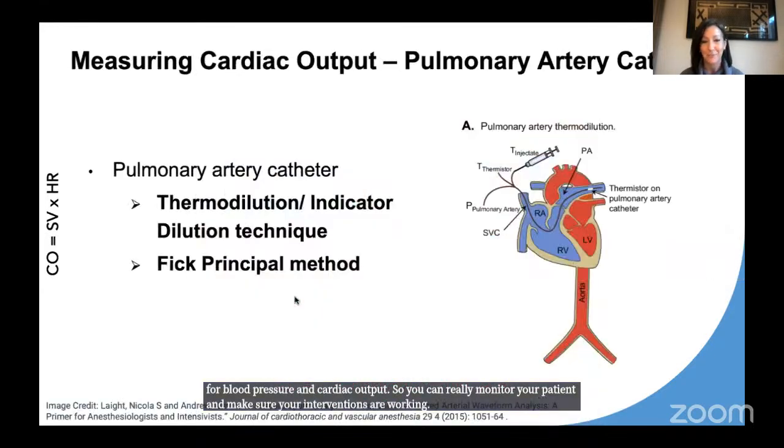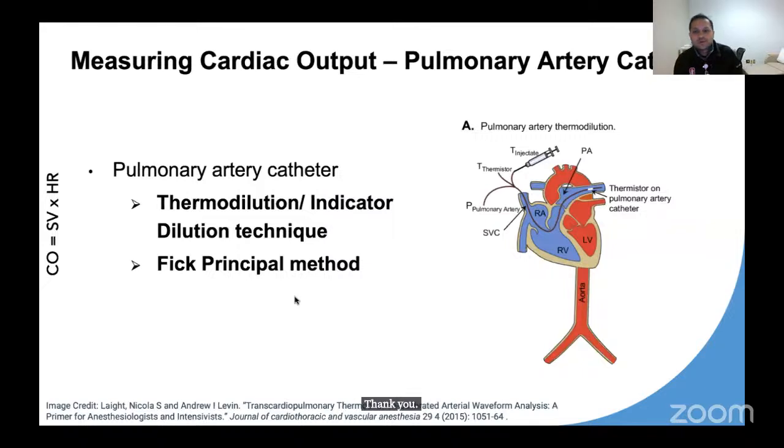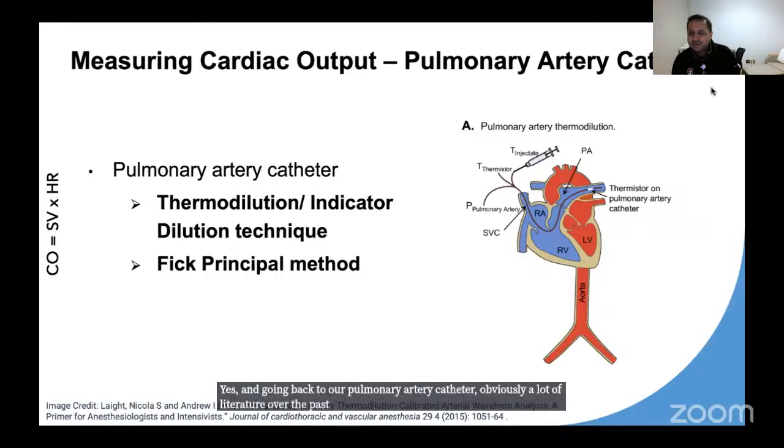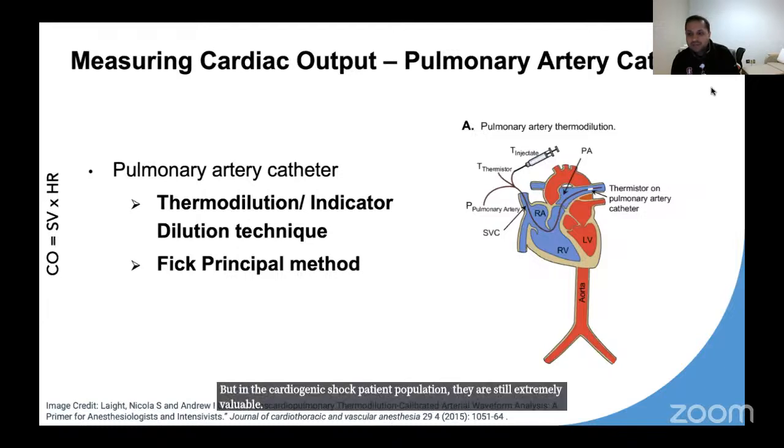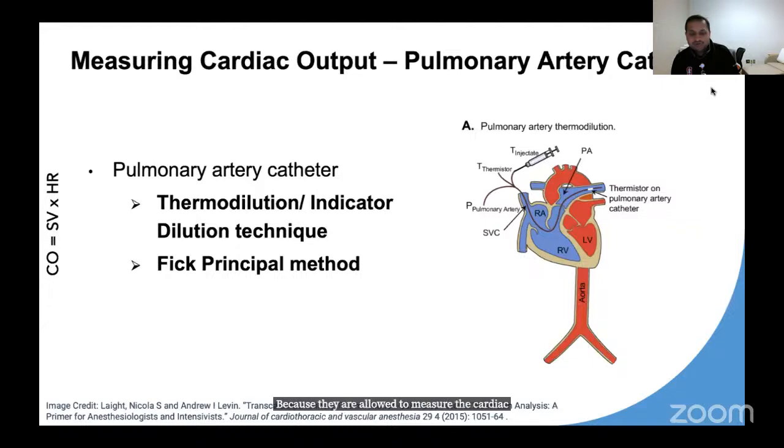Thank you. Yes, and going back to our pulmonary artery catheter, obviously there's a lot of literature over the past 2 or 3 decades. The pulmonary artery catheters were very popular and then became very unpopular, and now they're coming back into clinical practice a little bit more. But in the cardiogenic shock patient population, they're still extremely valuable because they allow us to measure the cardiac output and track it via 2 different methods.